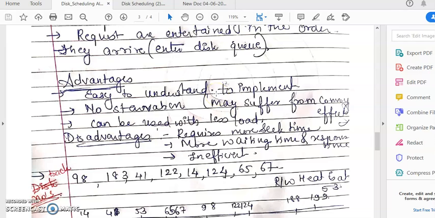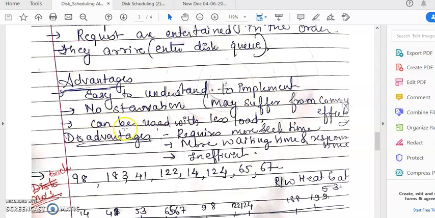There is no starvation. Why? Because we are not using any strategy or logic here. It is just straightforward. The one who comes first will be given the chance first. Everyone will be given a fair chance, so there is no starvation. But it may suffer from the convoy effect.